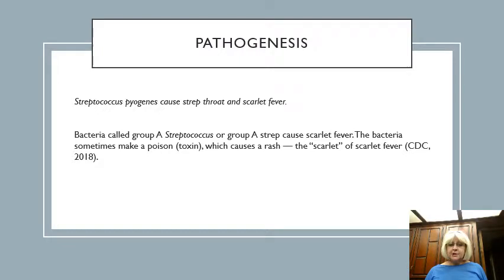Okay, so we know Streptococcus causes strep throat. The same Streptococcus pyogenes causes strep throat as well as scarlet fever, which makes sense. A lot of it's right here in this throat area. The group A Streptococcus makes a poison, and that poison is what causes the rash, or the scarlet part of the fever. Some of our bacteria are non-pathogenic, which are just naturally in our body, and then there are those that are pathogenic, which is what this is.